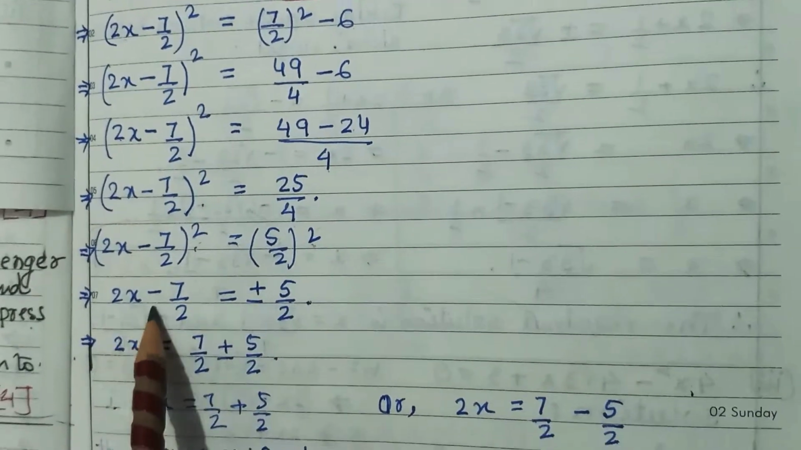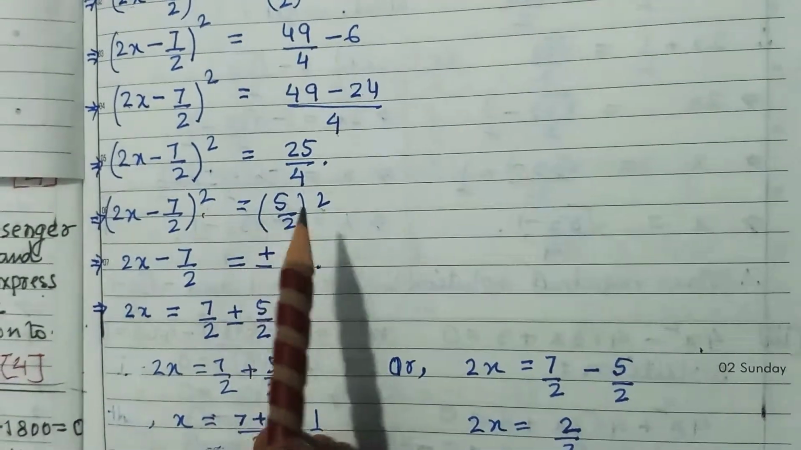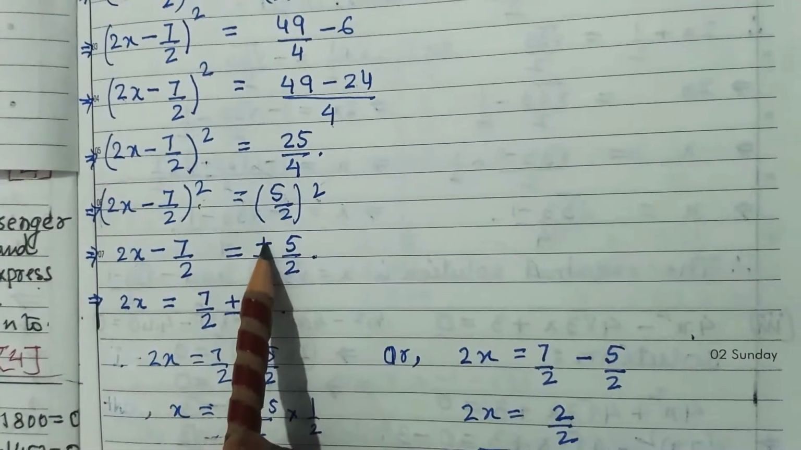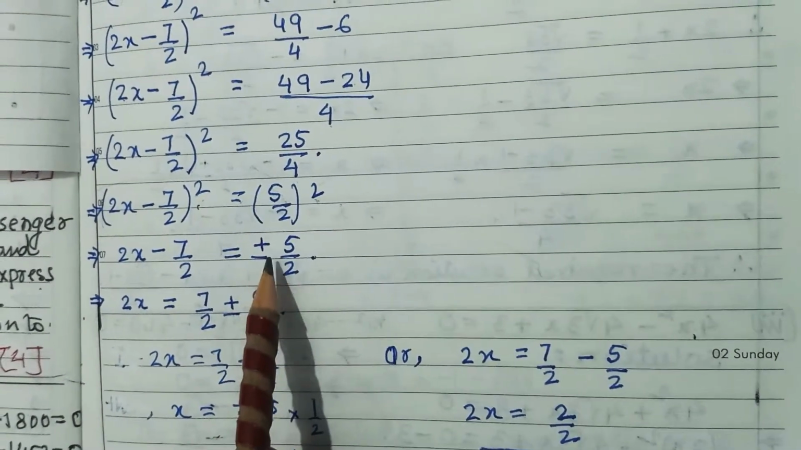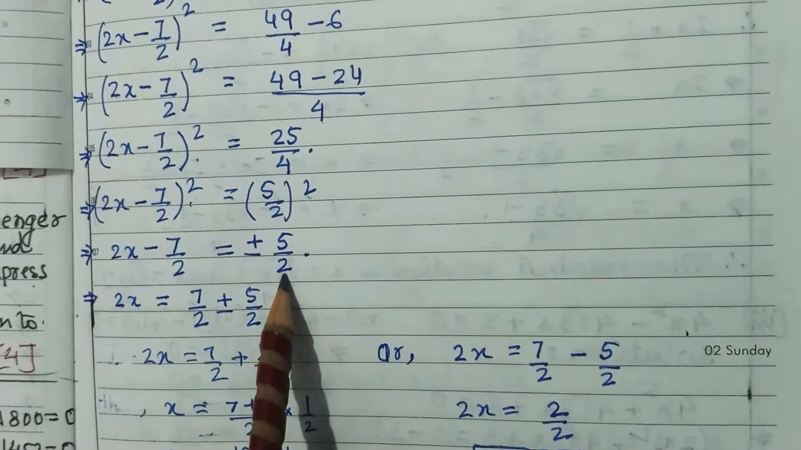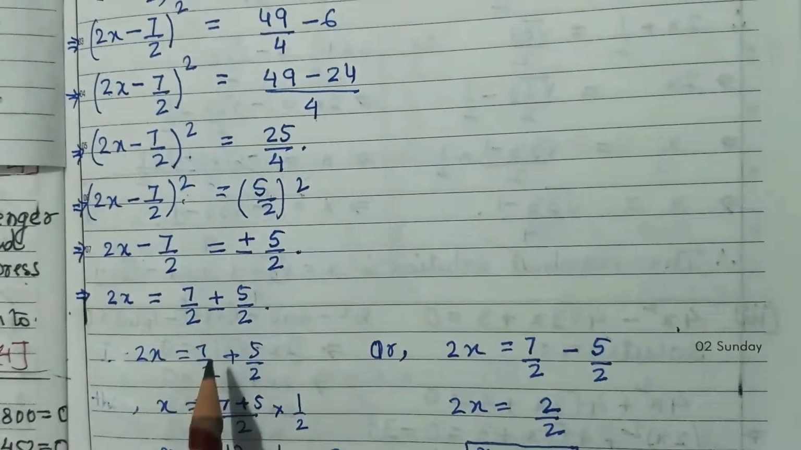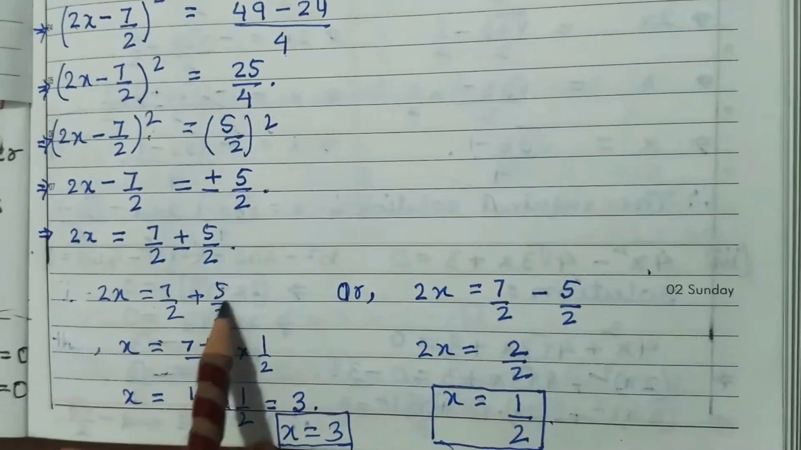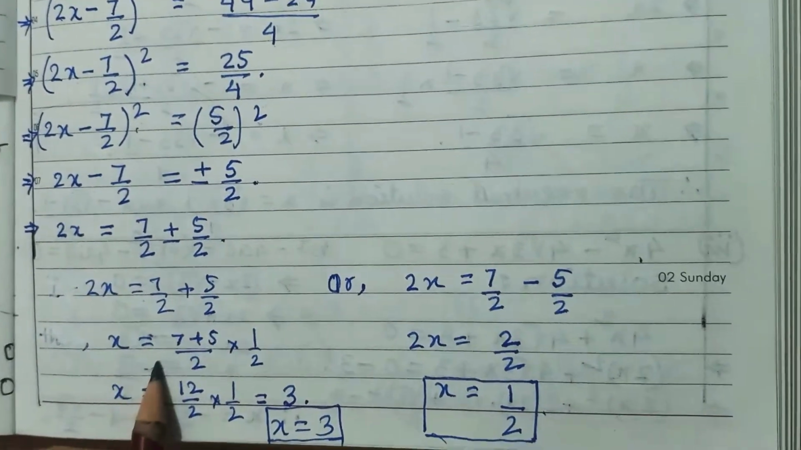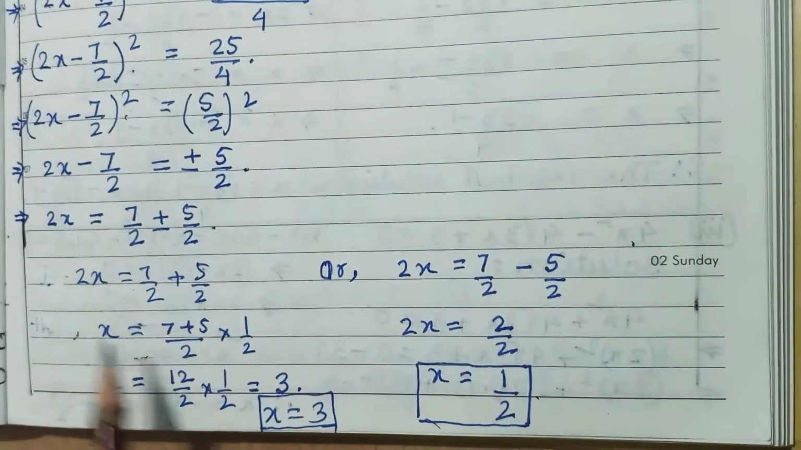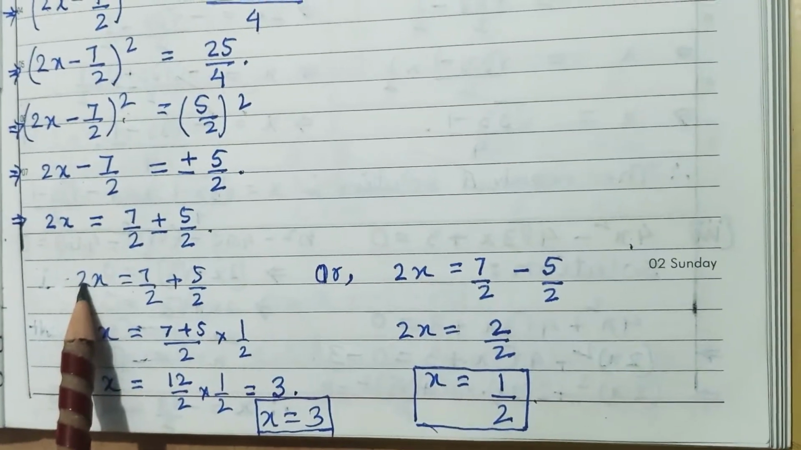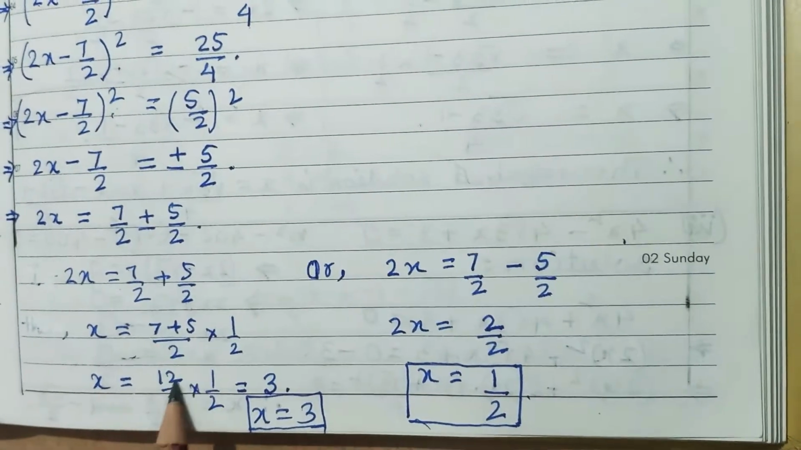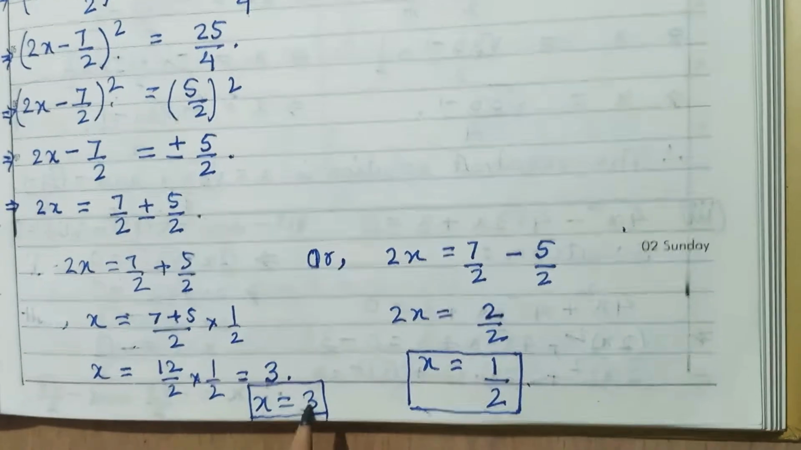Now it is 2x minus 7 upon 2 is equal to, when we take the square root of any number, there should be positive and negative, both the values we have to take. So plus minus 5 upon 2. If I take the plus value, so it is 2x is equal to 7 upon 2 plus 5 upon 2. X is equal to, if you take LCM, and this 2 will shift to this side as 1 upon 2 by reciprocal. Now it is 12 upon 2 into 1 upon 2, it's coming 3.